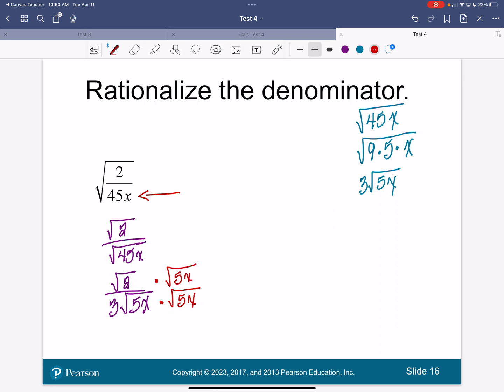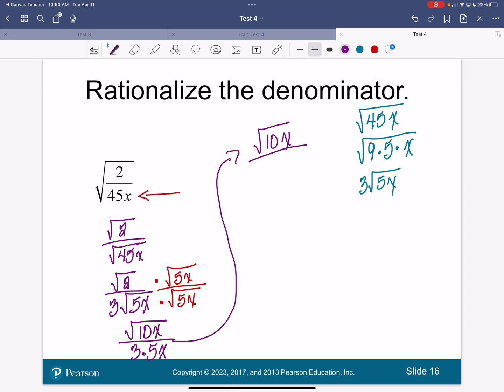Good. Okay, so in the numerator, everything in the numerator is inside a radical. So I'm going to get the square root of 10x inside the radical. Okay, we know that the square root of 5x times the square root of 5x is going to give us 5x. Okay, so my final answer to this is going to be the square root of 10x over 15x.